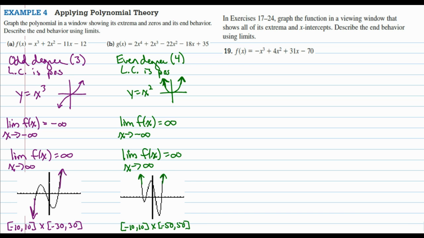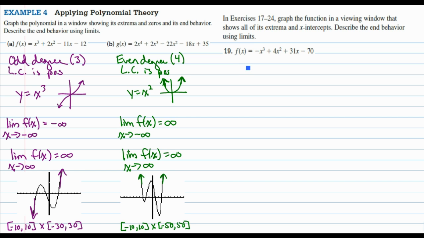Now try problem number 19 asks us to graph the function in a viewing window that shows all of its extrema and x-intercepts. Describe the end behavior using limits. So again, I'm going to challenge myself. I am going to predict what those end behaviors will be without even looking at the graph, because if I only rely on what the graph is telling me, as you will find out in later examples this section, that could lead you very, very wrong.